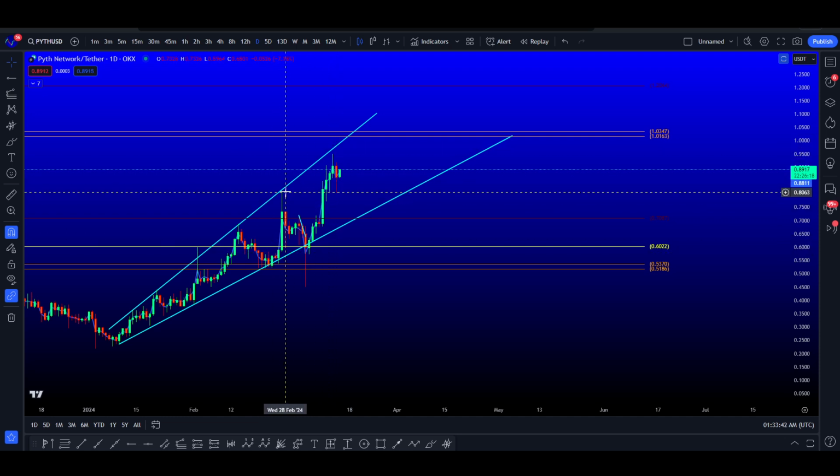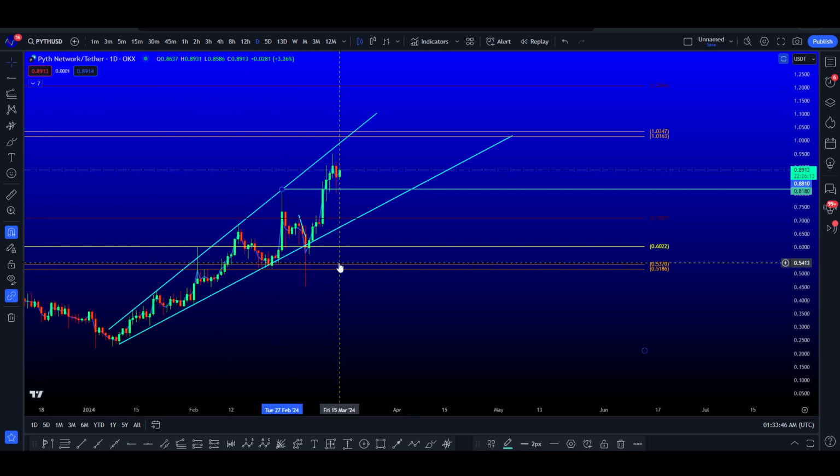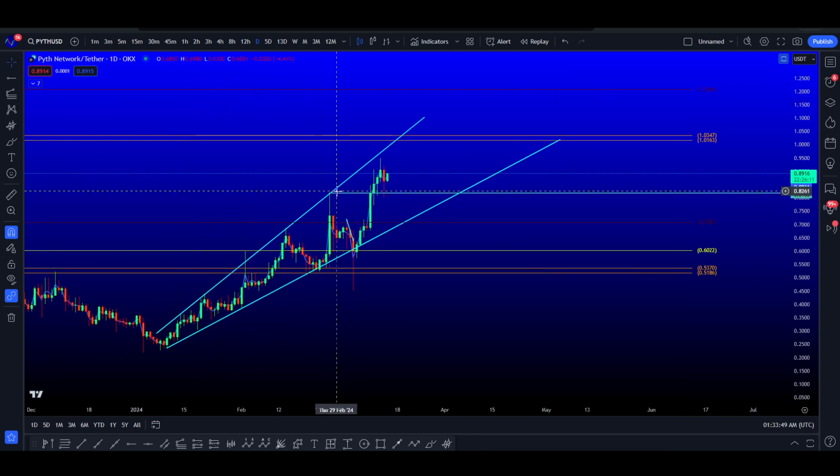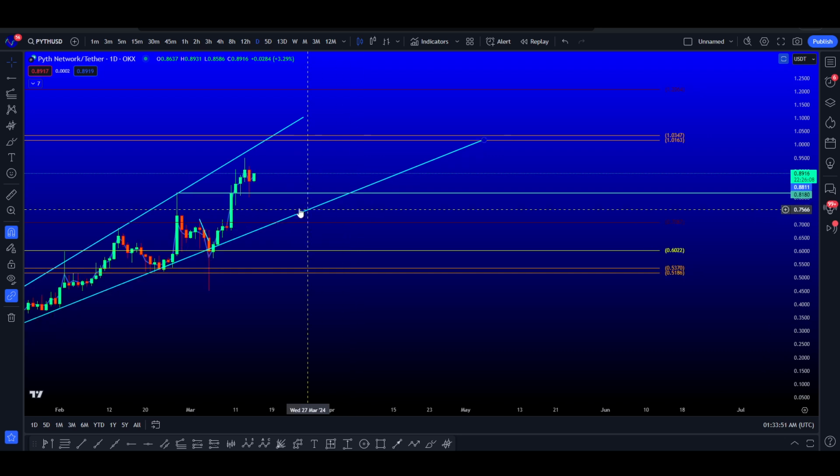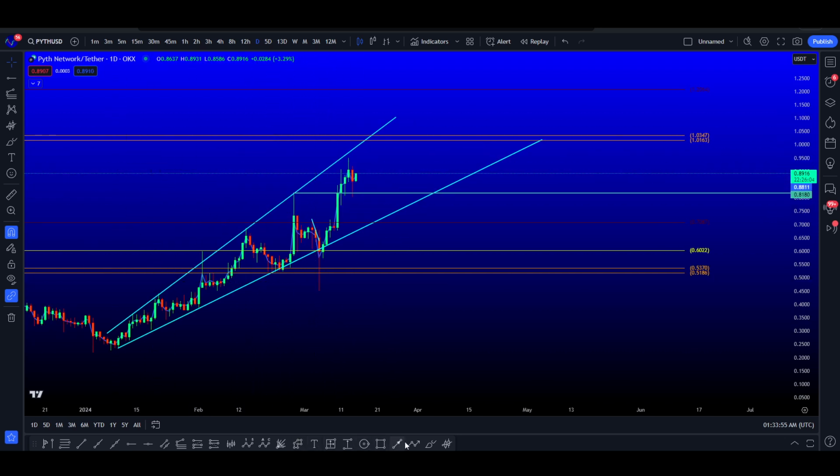It currently just flipped this resistance into support. So let's go ahead and drop that down in there. As you can see, broke through it, back tested this, and it is looking to continue a little bit higher. So pretty much price is going exactly according to plan. Broke out, back tested as support.